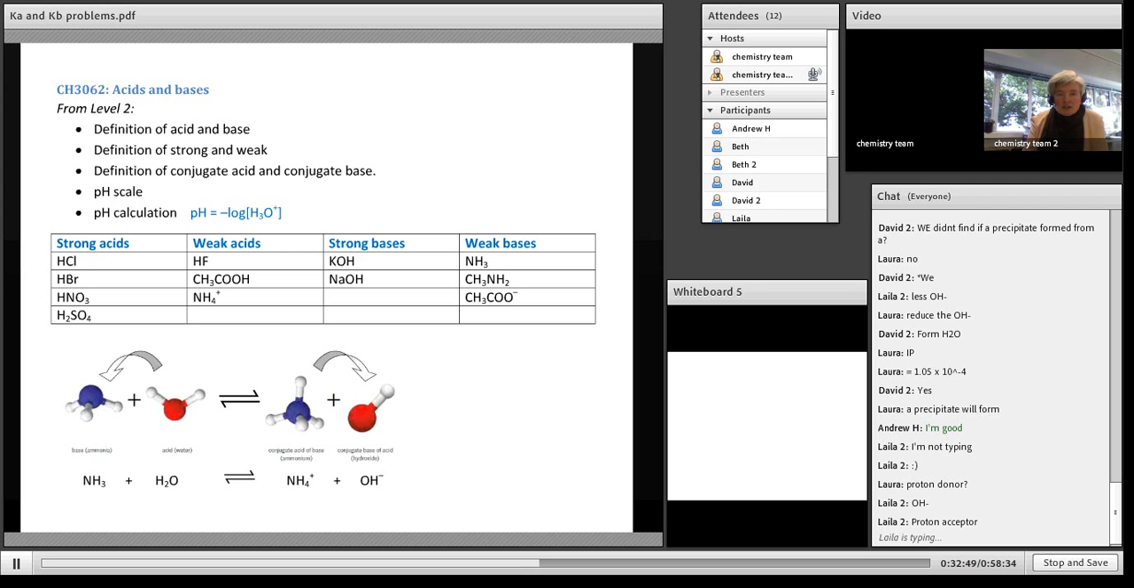What about the definition of strong or weak? So if I said I've got a strong acid or a strong base or a weak acid or a weak base, so what is strong?